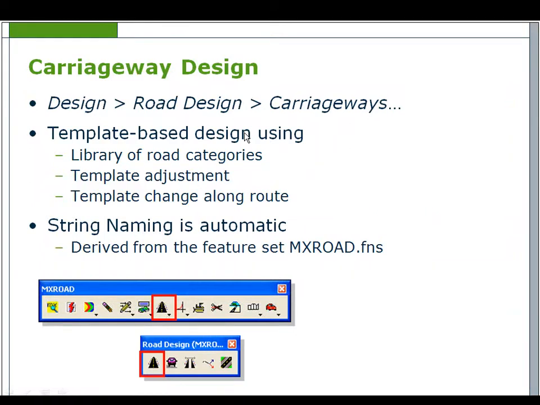Carriageways can now be added using template-based design, using a library of supplied road categories. Templates can be adjusted and saved to build up libraries for future use. Template changes can be made along the route. String naming is automatic from the MX Road feature name set.